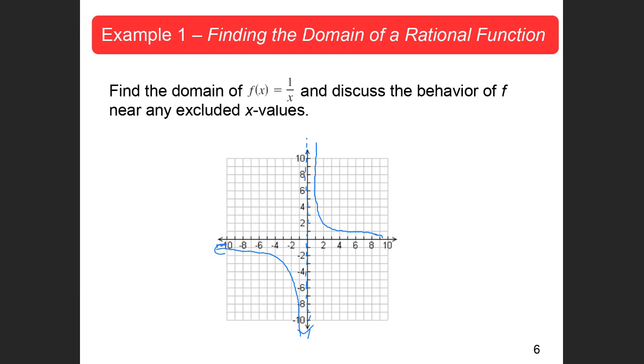And you can see, as my graph gets closer to that asymptote, it just shoots straight up. It never crosses it. Now, is there a horizontal asymptote in this problem? There sure is. A horizontal asymptote would be right here. So I have a vertical and a horizontal asymptote in this problem.